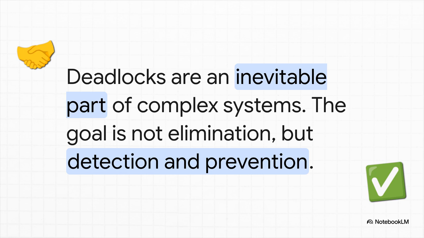And that brings us to the most important takeaway of all. A deadlock isn't a bug, it's not a failure. It's actually a sign that the system is working, that the locks are successfully protecting your data from getting corrupted. So your goal isn't the impossible task of eliminating them completely, but the much more practical one of building a system that can handle them gracefully when they happen.